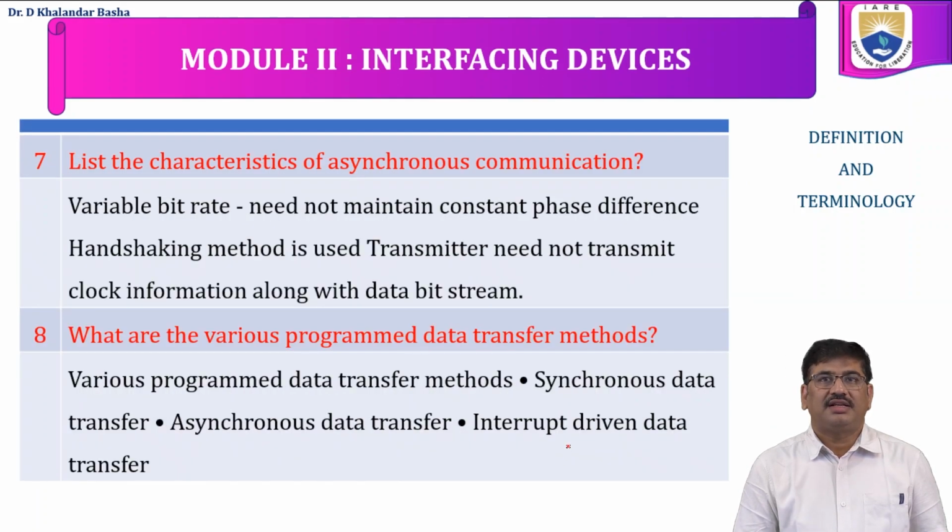List the characteristics of asynchronous communication. In asynchronous communication, there is a variable bit rate and it need not maintain a constant phase difference. Next, a handshaking method is used, so the transmitter need not transmit the clock information along with the data bit stream.